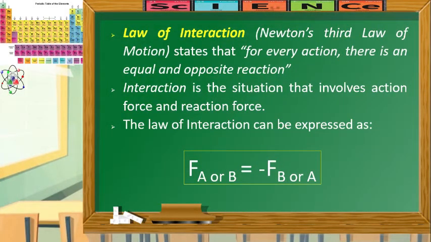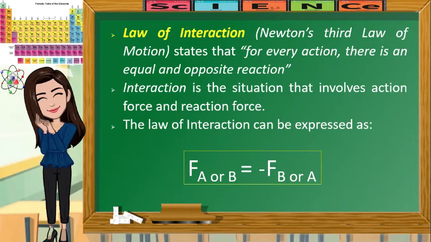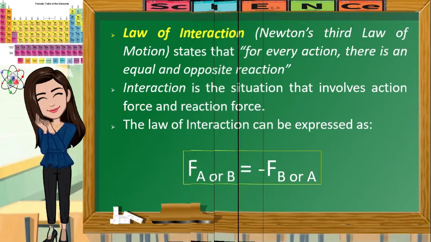Law of interaction. Newton's third law of motion states that for every action, there is an equal and opposite reaction. Interaction is the situation that involves action force and reaction force. The law of interaction can be expressed as force A on B is equal to negative force B on A. Here are the examples of the law of interaction.